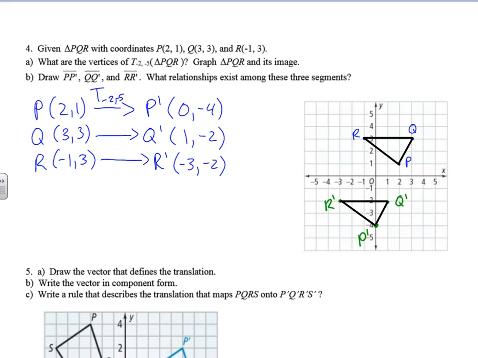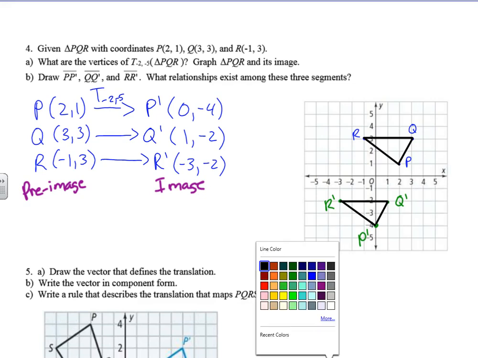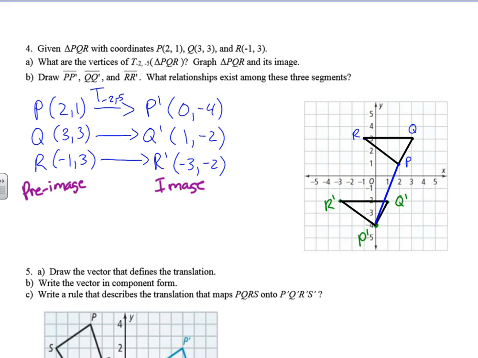The labels have to be on there, okay? And so graph this and its image. Just thinking about this vocabulary, what we have here is known as the pre-image, and this is going to be our image. Now it says draw the segments from P to P prime. I'm going to choose a different color to help you see this. From P to P prime is that segment, from Q to Q prime is that segment, and R to R prime is that segment. What relationship exists between those three segments?